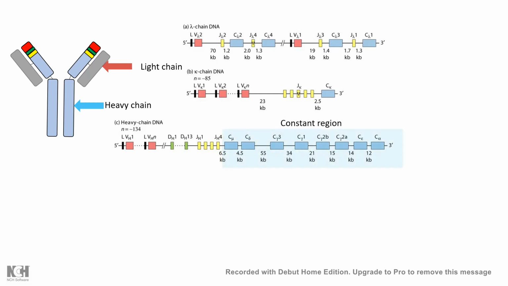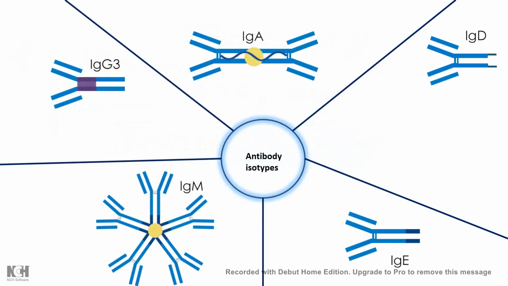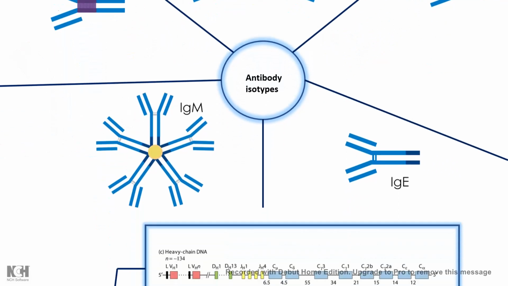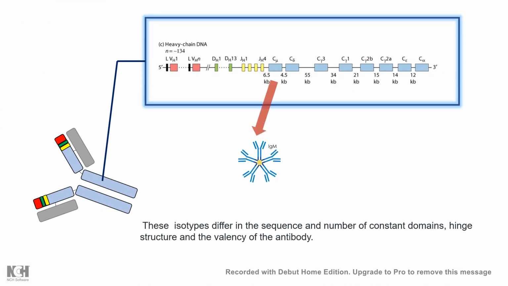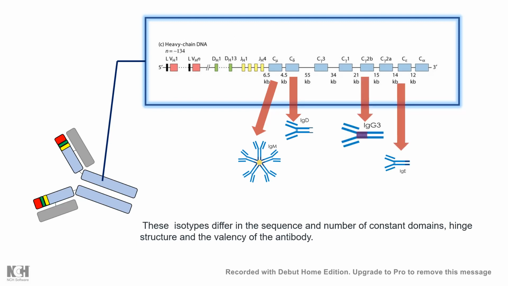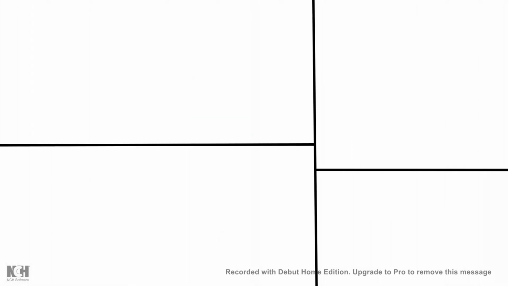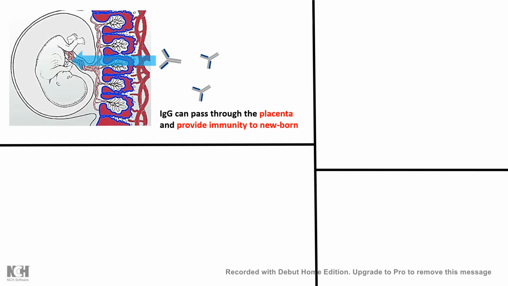For example, the constant region is very different for different types of antibodies, for example IgA, IgE, IgD, etc. The C mu portion gives rise to IgM, whereas C delta gives rise to IgD, C gamma to IgG, C epsilon to IgE, and C alpha gives rise to IgA. So all these different constant region gene segments give rise to different isotypes of the antibody. They differ not only in structure, but also in function.